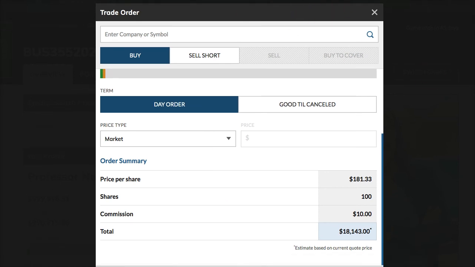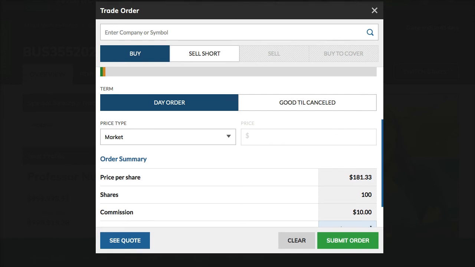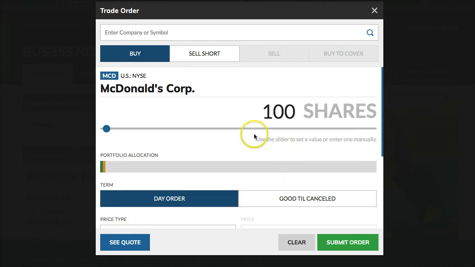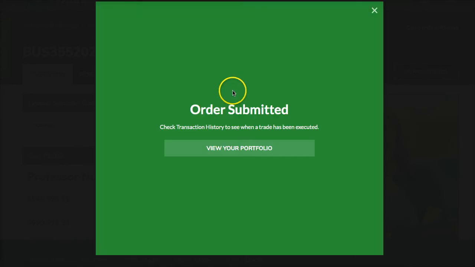You can see it here. I have to shrink this a bit. Okay. And then once I'm done entering it in, it gives me an idea of how much I'm spending, my commission, the shares, the price per share, and then I could say submit order. Go back to my portfolio.